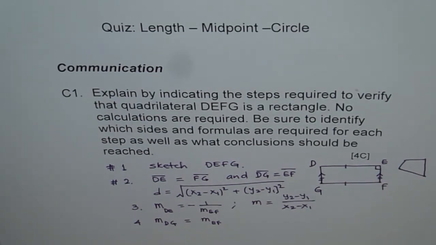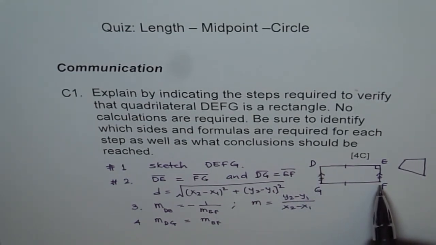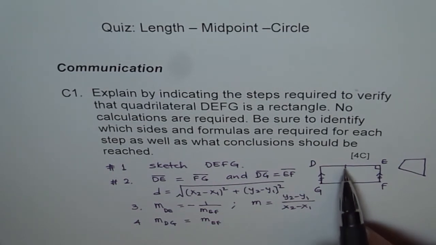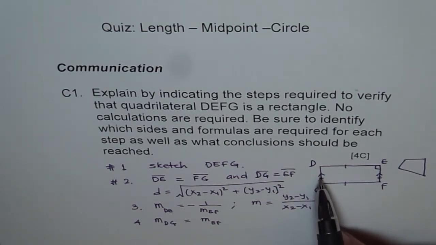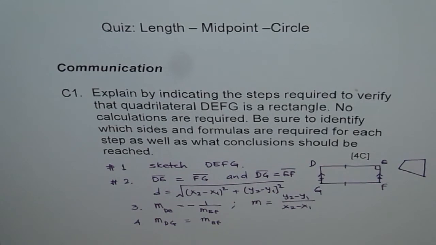You can do the same for DG and GF, but it is not required, since the opposite sides are equal and these two lines are parallel. It'll be a bit more on the safe side, though. Well, if you want, you can write it.